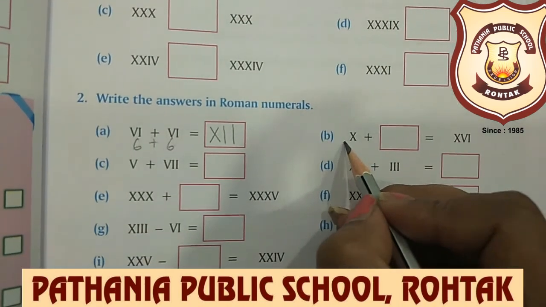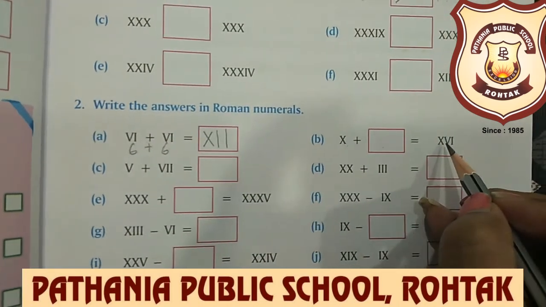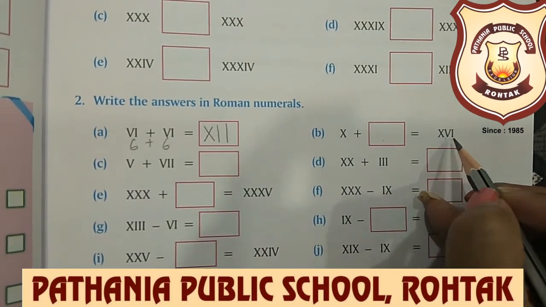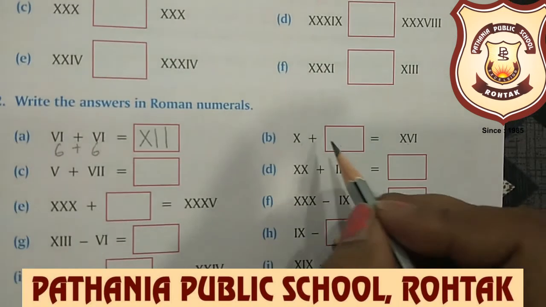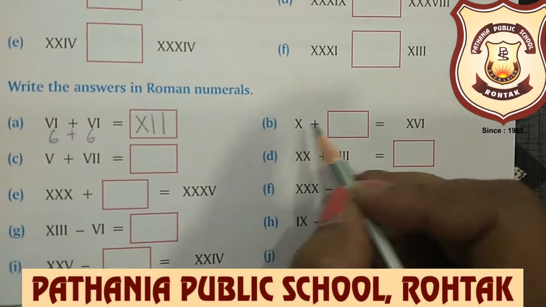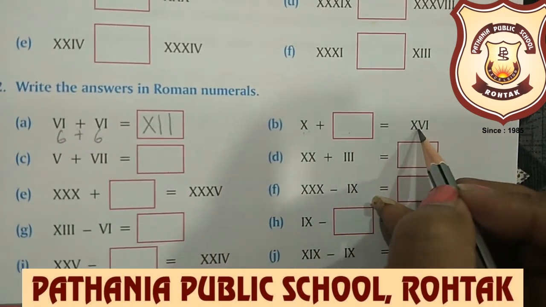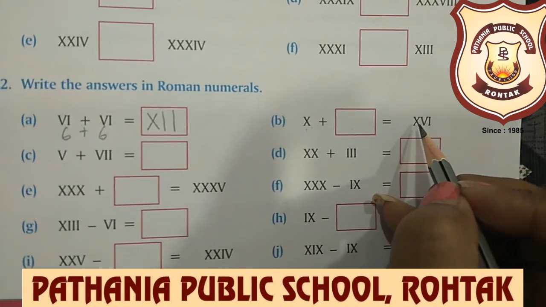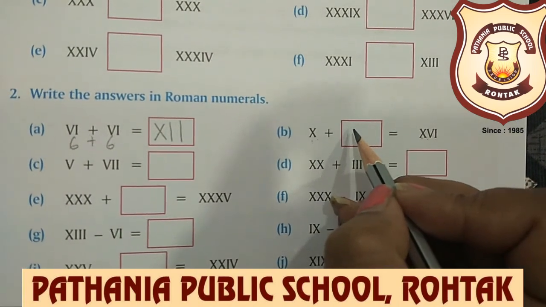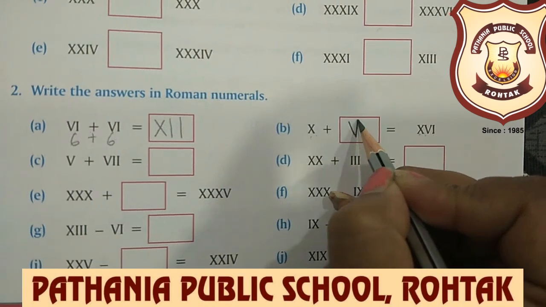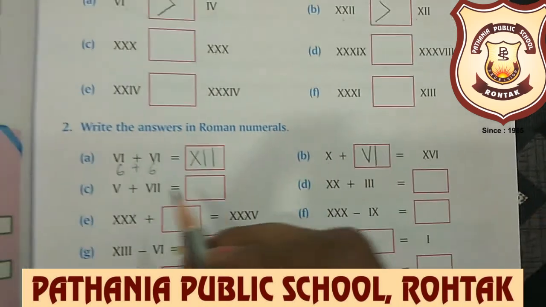Now next is X plus dash, and the answer is XVI, which is 16. So what do we need to add to X, meaning 10, to get 16? Yes, it is 6. And how do we write 6 in Roman? VI. So here we will write VI.